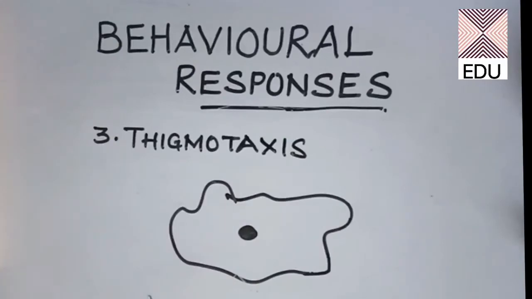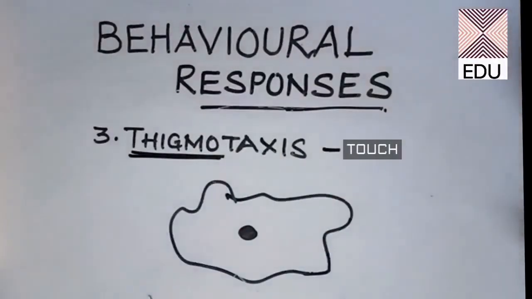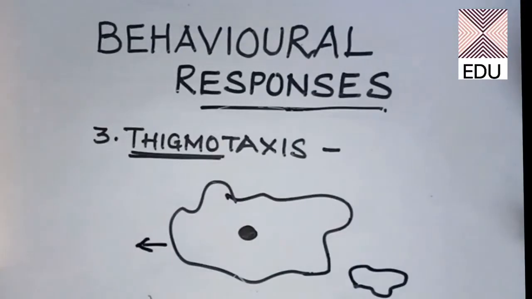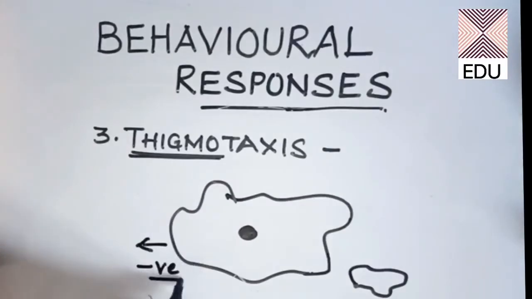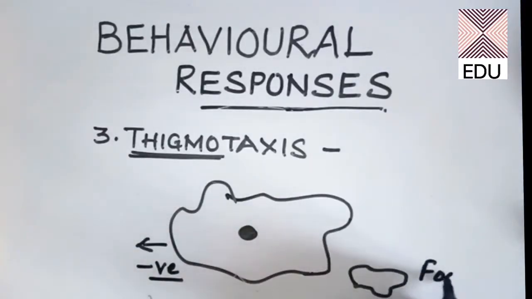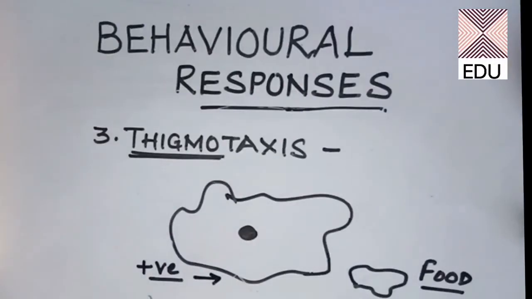Third type of taxis is thigmotaxis. Thigmo refers to touch, so that is the response to touch. If the amoeba is moving in water and it touches some unusual object, it will go back in the opposite direction of that object. So that will be a negative touch response. But suppose this is food. If it touches the food, it will sense the food, so the response will be positive. So it will be positive thigmotaxis.